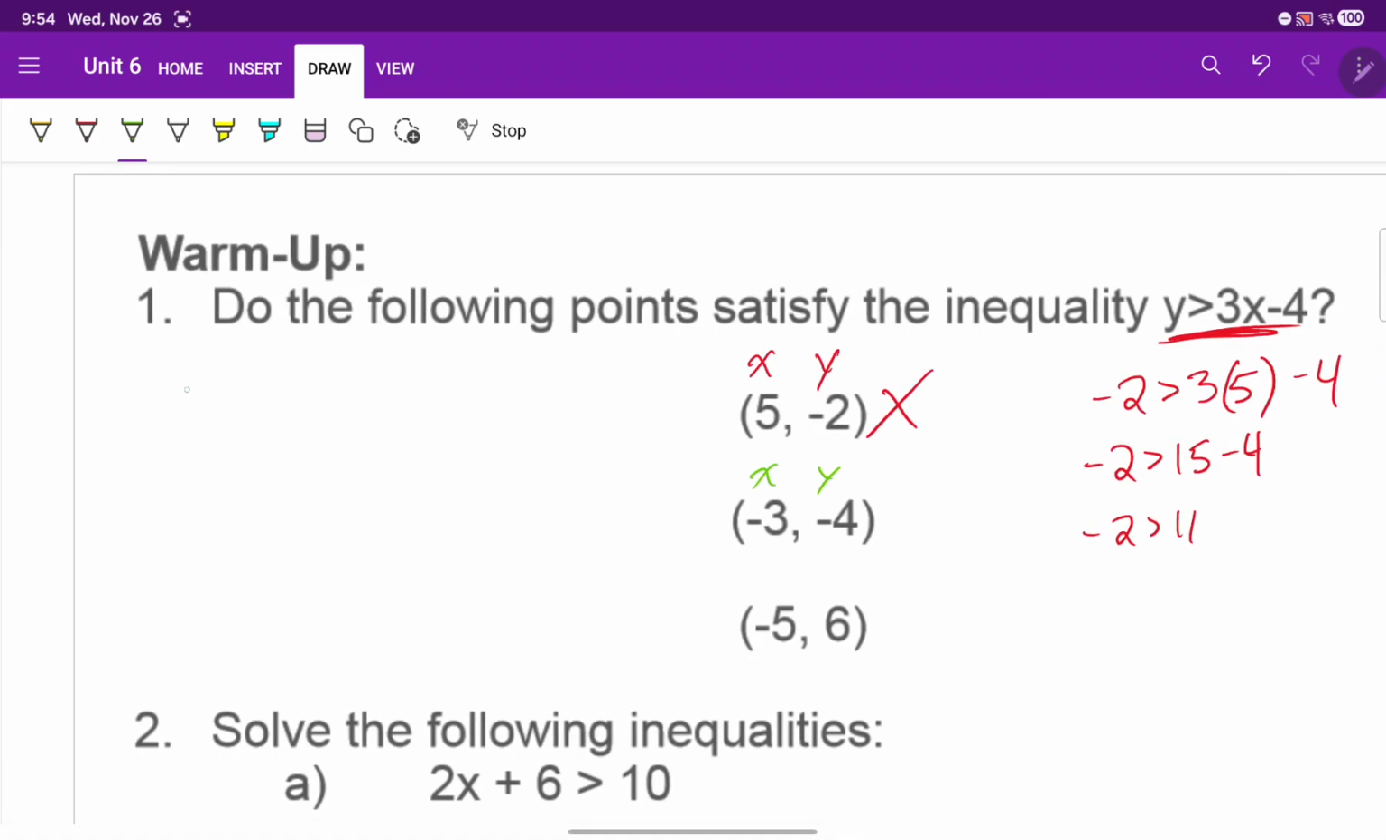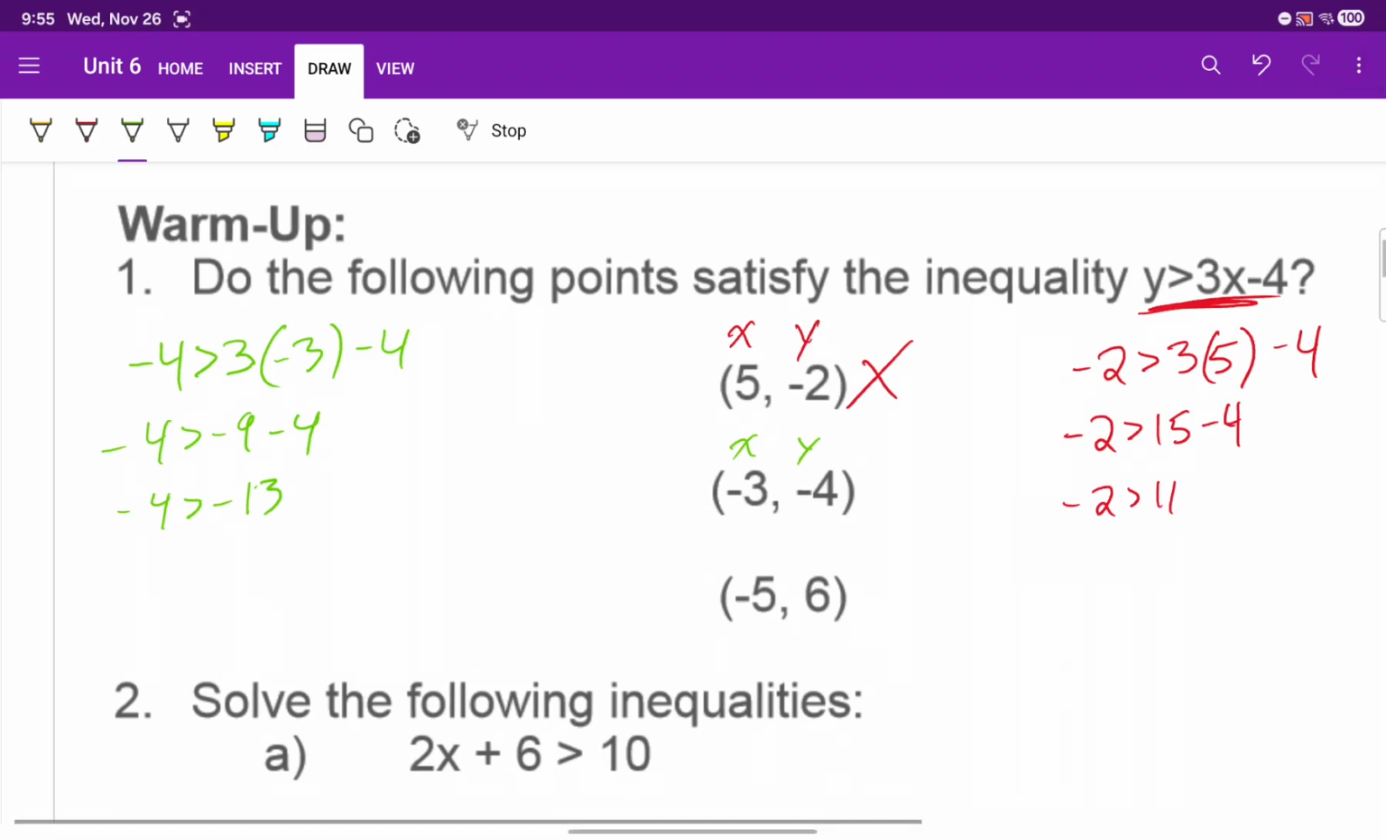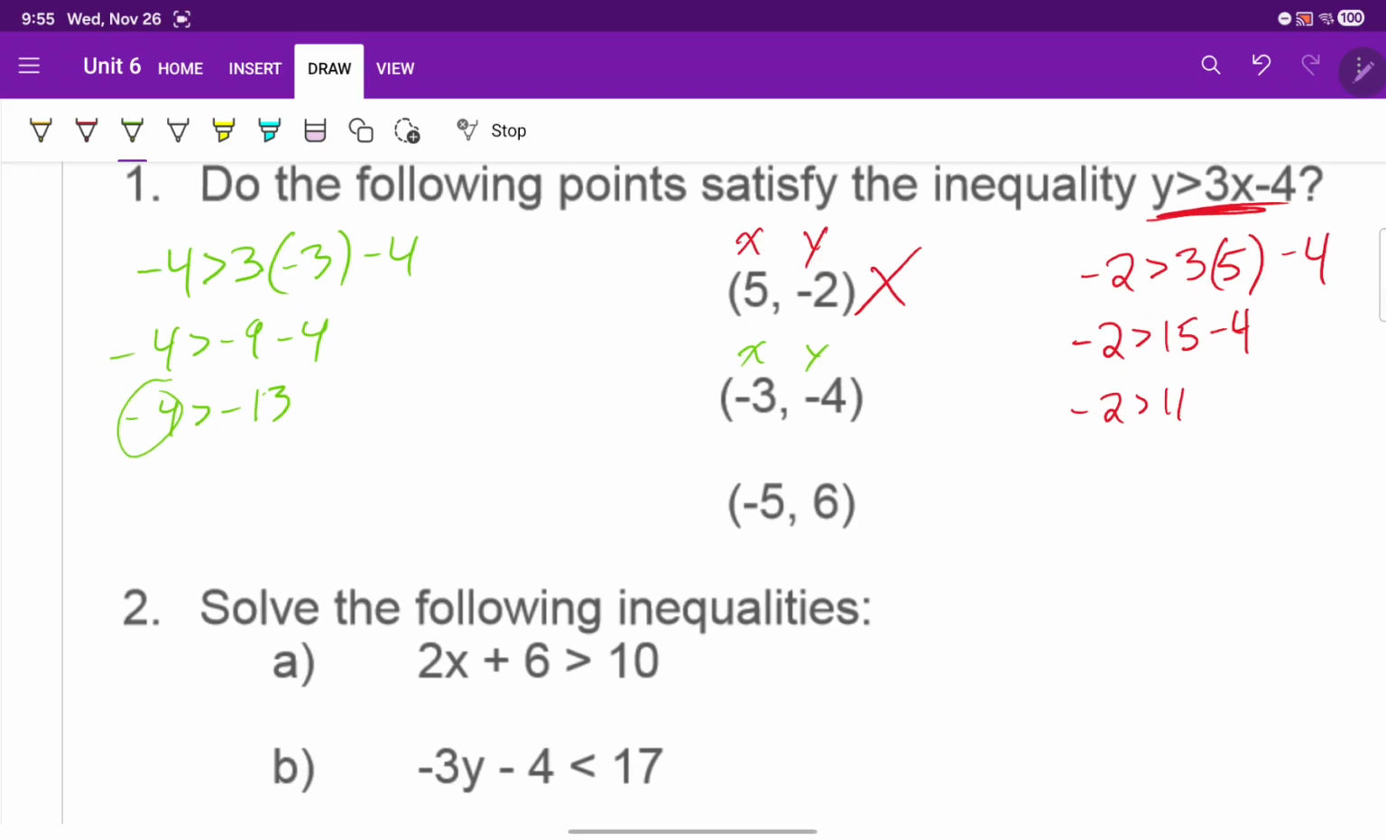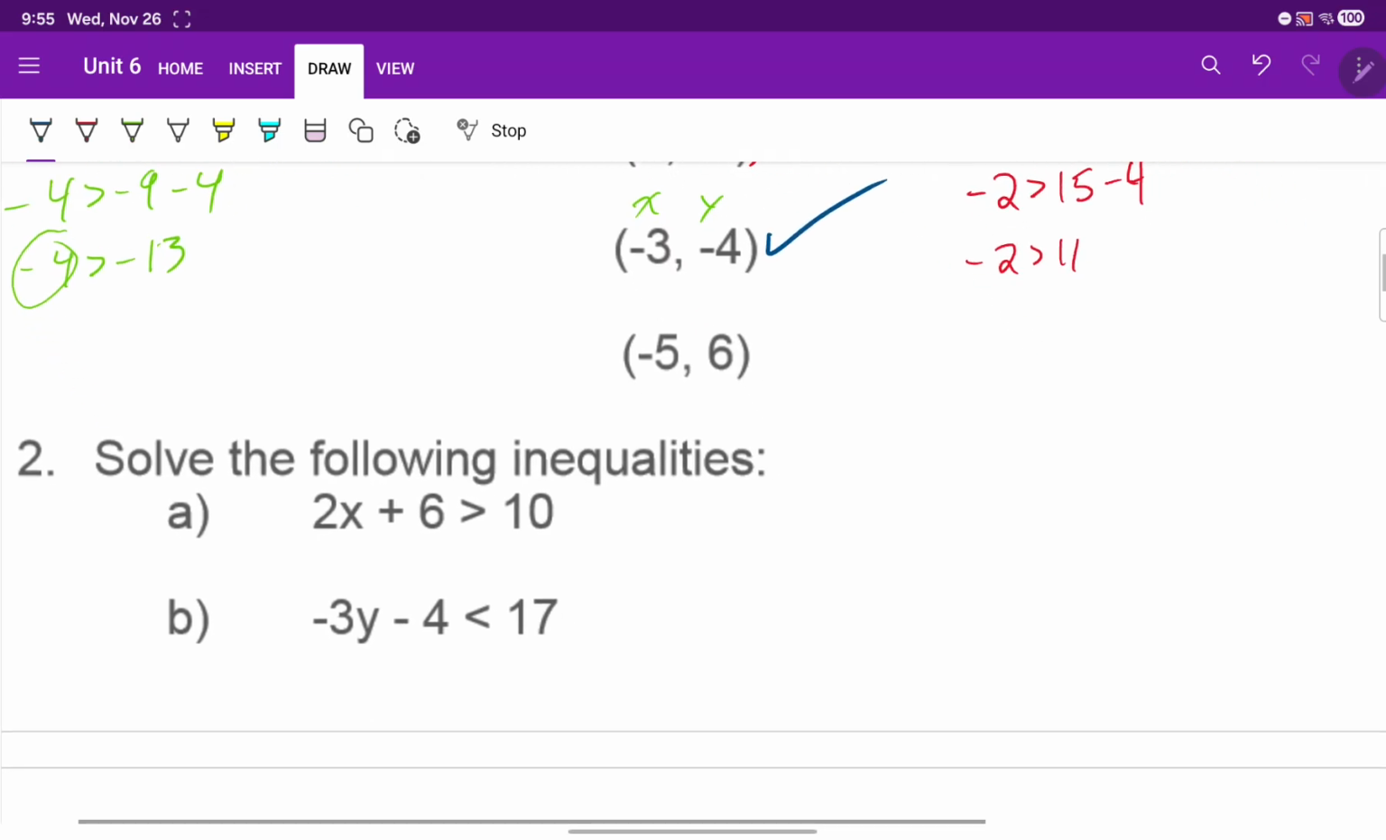Same idea here. We are going to sub in -4, and for y, it is saying it's greater than 3 times (-3) minus 4. We have -4 is greater than 3 times -3, that's -9, minus 4, so -4 is greater than -13. Is -4 greater than -13? Yes. If I am $4 in debt and my friend is $13 in debt, I'm in better shape. So that one does satisfy.